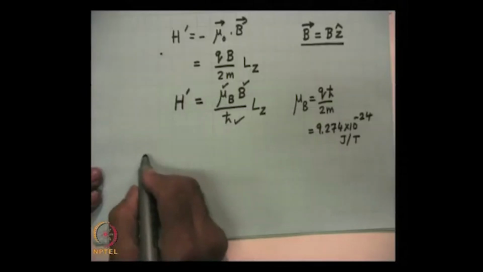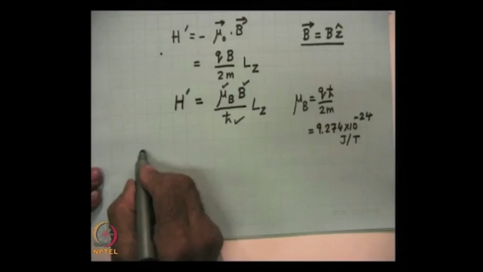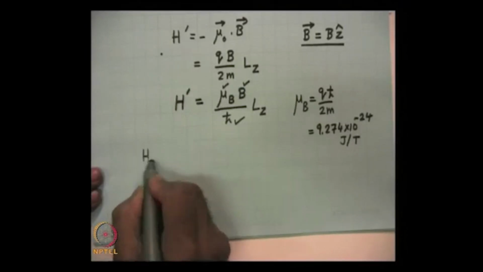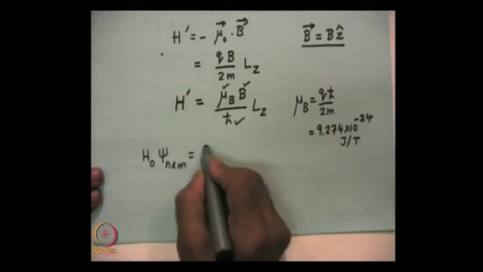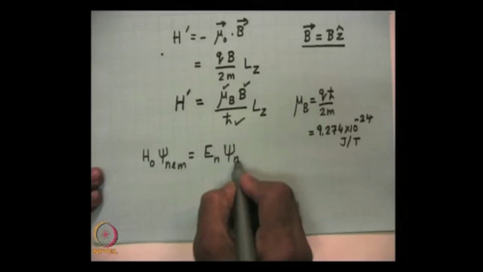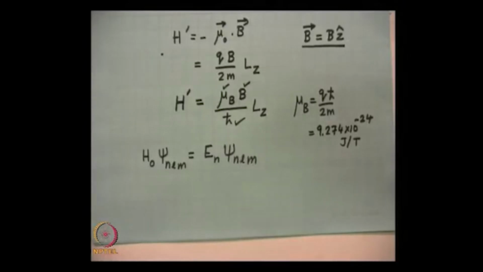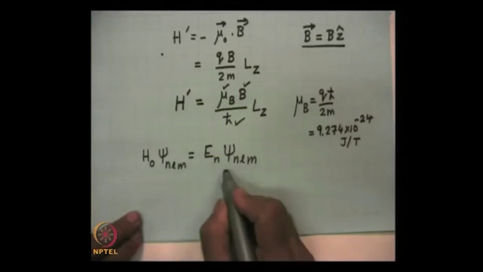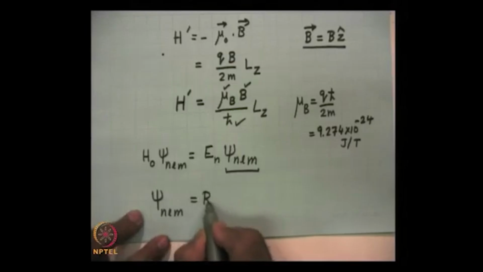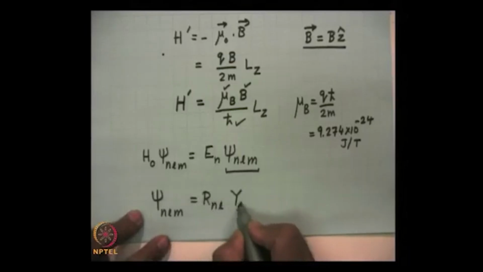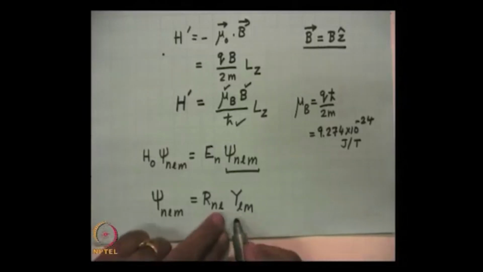Now, in the hydrogen atom problem, you have H naught psi NLM equal to E sub n psi NLM, and therefore psi NLM, as we all know, is R NL times Y LM, and you recall that Y LM are known as the spherical harmonics.